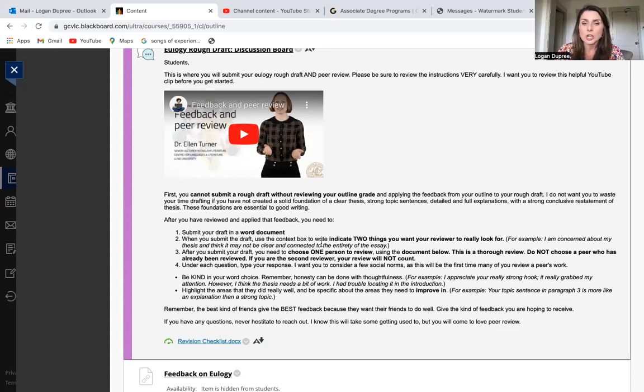When you submit the draft, use the context box to indicate two things that you want your reviewer to look for. For example, if you're concerned about your thesis statement, share that. If you don't think that your topic sentences are connected to the thesis, share that. If you think you're being repetitive, share that. That can help whoever's reviewing your paper, myself included, to look for the things that you're concerned about.